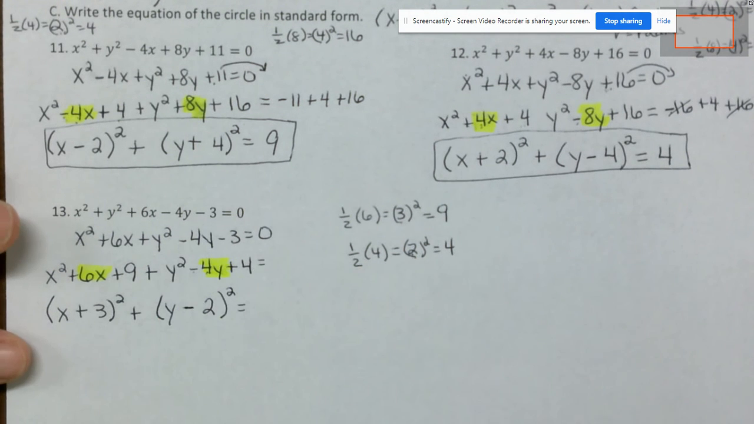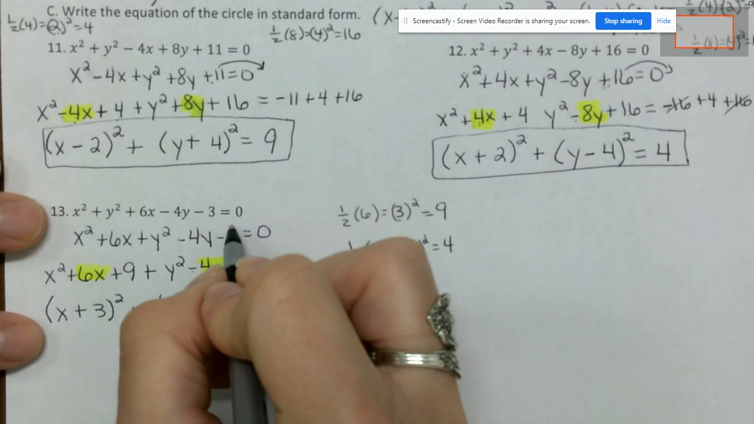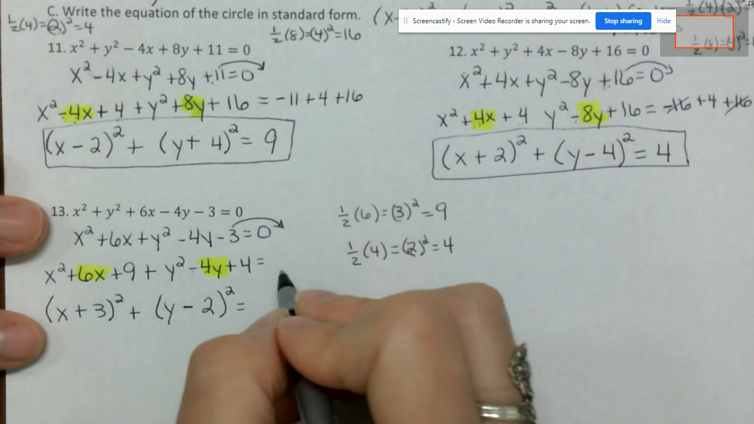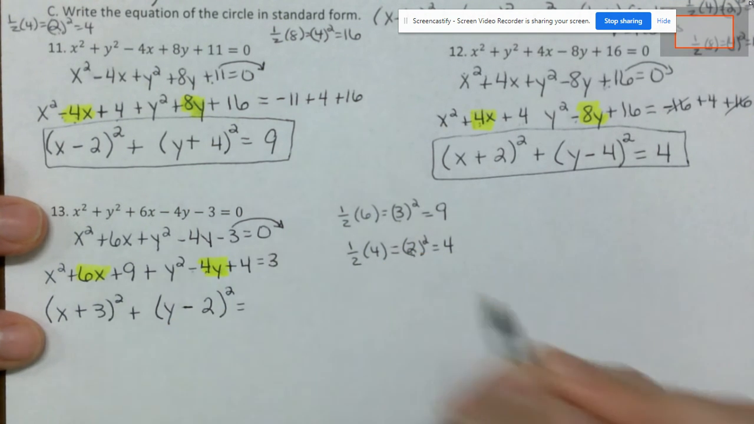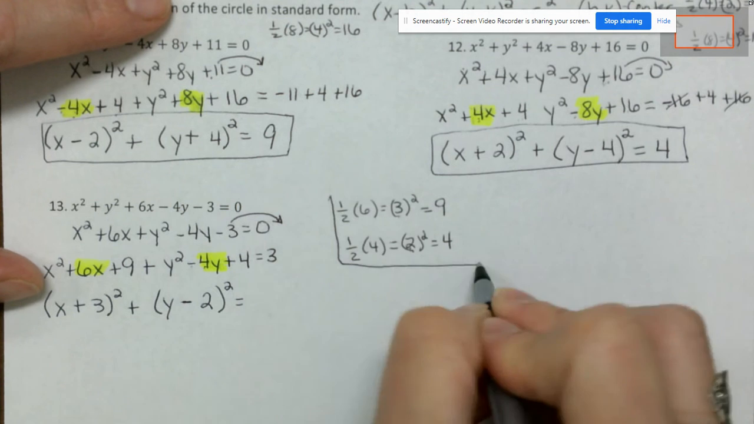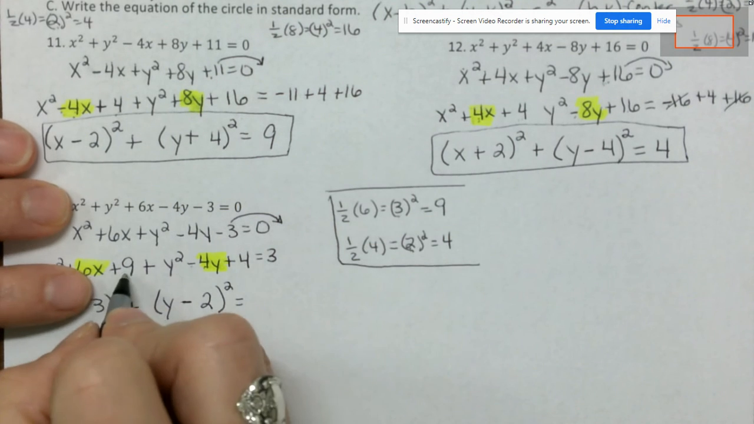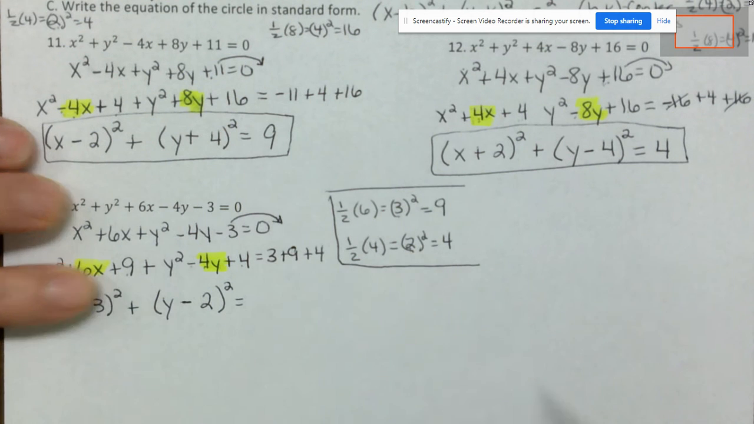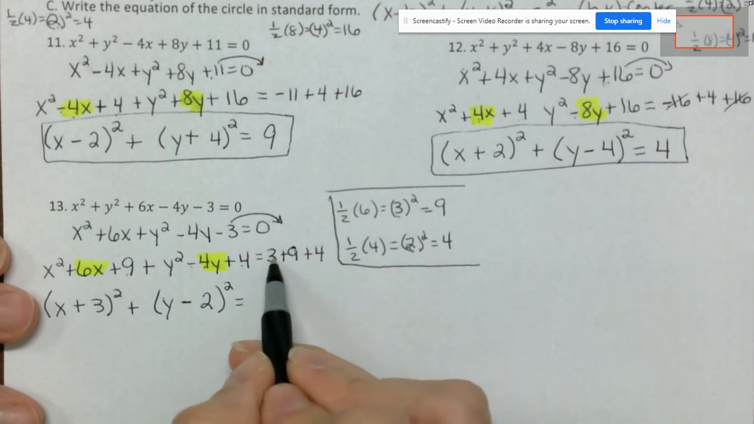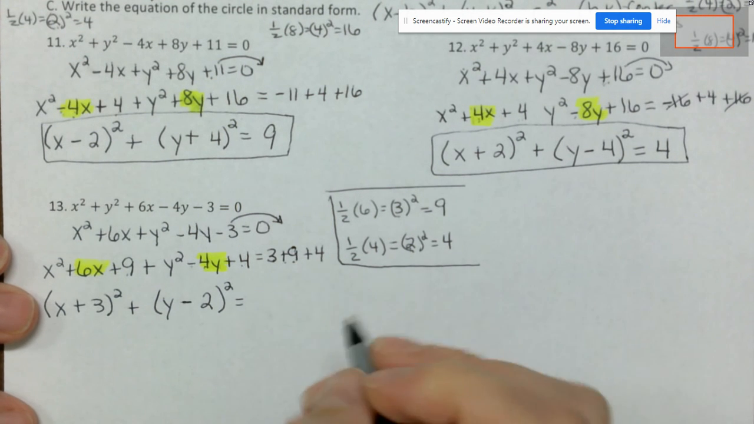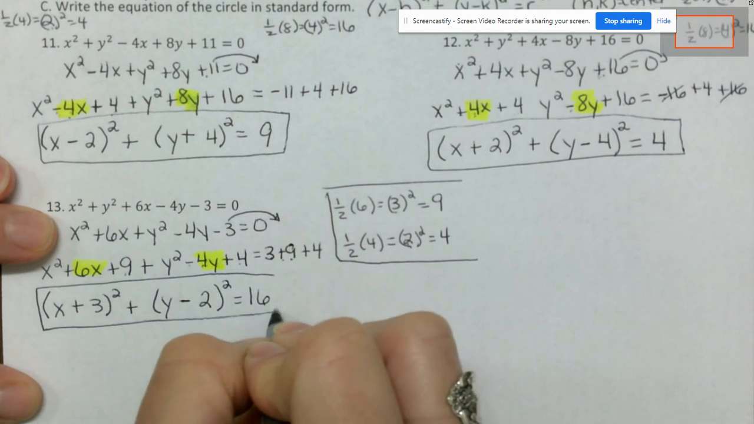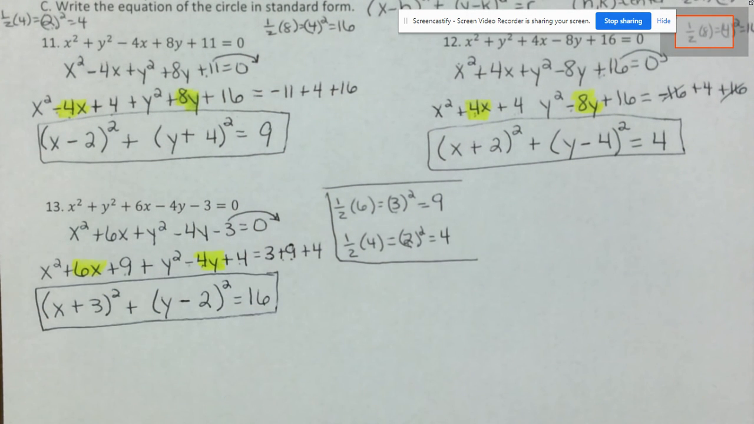And we're equal to something. Now, remember, we had this minus 3 that we've got to move over. So if it's a minus 3, when we move it over, it's going to become a positive. And then we added a 9, and we added a 4. Okay, 3 plus 9 is 12, plus 4 is 16. So this would be your final answer for the equation in standard form.